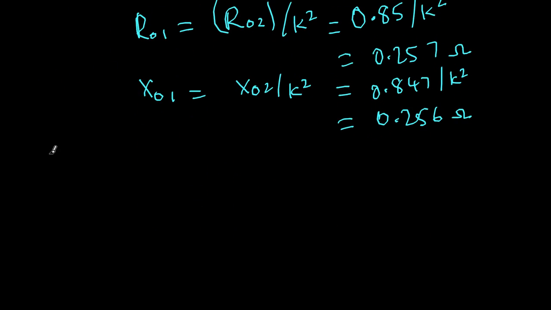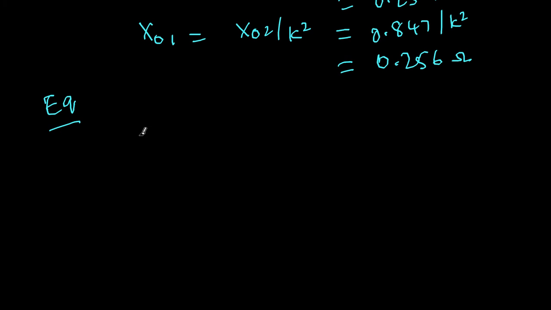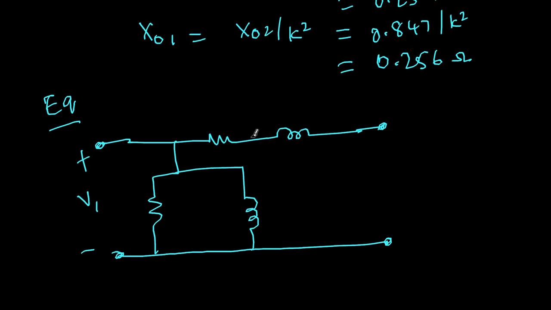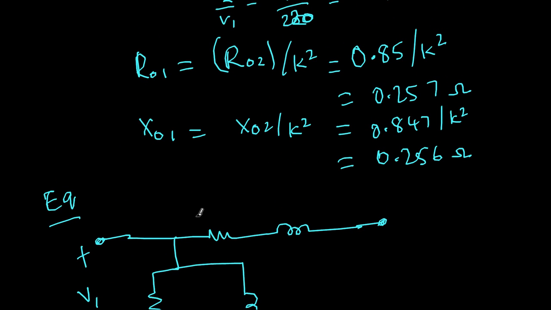Now let me just build the equivalent circuit. So the equivalent circuit is like this. This is the primary side and this is the secondary side. This is V1 plus minus, and this is R01, which is 0.257 ohms, and X01, which is 0.256 ohms. Let me throw in j also there.